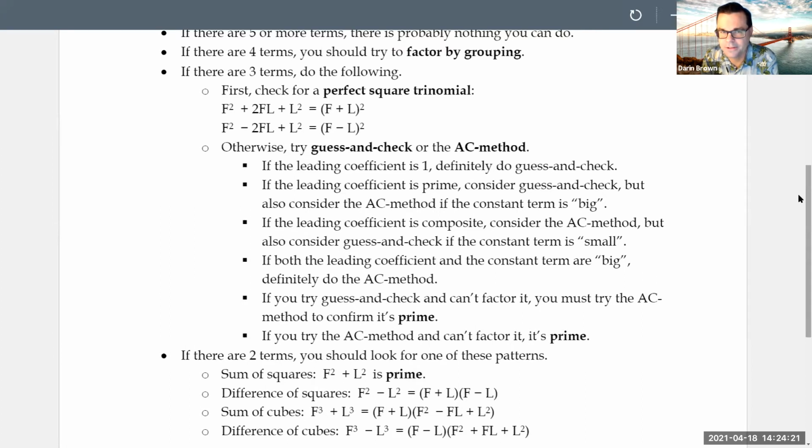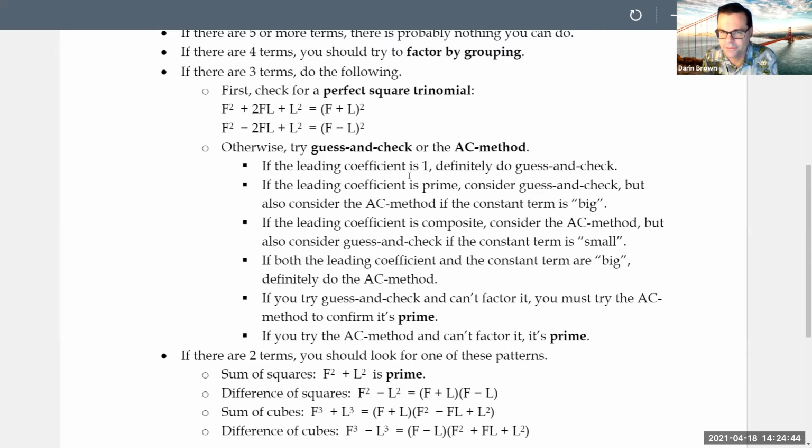Either it's going to be one of these two special formulas, perfect square trinomial. You always look for that first. Otherwise, then you have this factoring trinomial thing, which there's guess and check and AC. So I'm not going to get too much into these right now. This is really when people spend a lot of time learning factoring, this is kind of what they have to practice a lot, these trinomials.